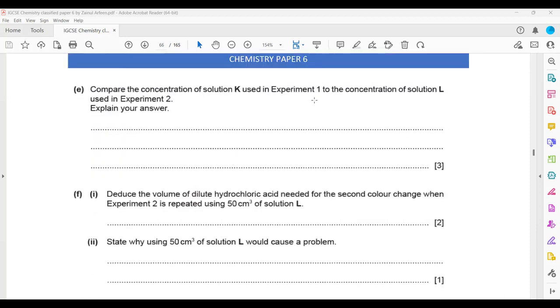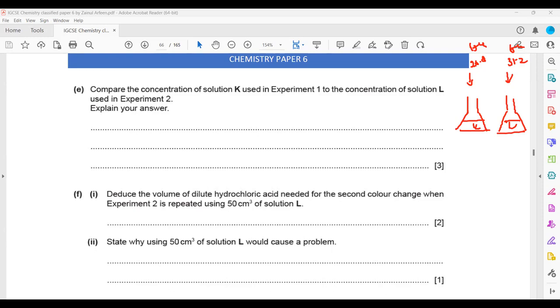Compare the concentration of solution K used in experiment 1 to the concentration of solution L in experiment 2. It's 3 marks. First thing, which solution is more concentrated? Just now I explained to you, we took equal amounts of K and L, and for the hydrochloric acid, here we need 20.8, here we need 31.2 HCl. So which solution is more concentrated, K or L? L is more concentrated than K.